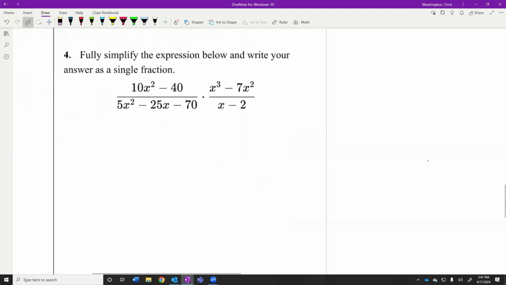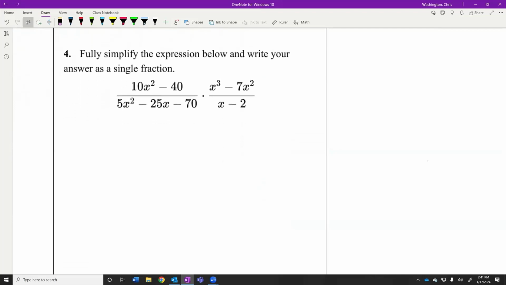Number 4. It's multiplying. The factoring is just a tad bit more complicated. We may have to factor the same expression more than once. So let's just try to factor all of these. 10x squared and negative 40. What might we try to do first? Yeah, divide by 10, good.